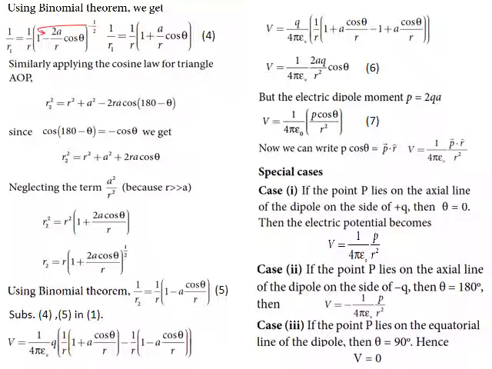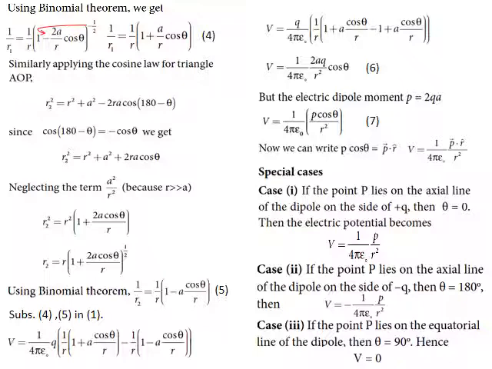So 1 by R1 is equal to 1 by R, 1 minus, within a bracket, minus 1 by 2 into 2A by R into cos theta. So minus gets plus, then 2 gets cancelled. Therefore the equation becomes 1 by R1 is equal to 1 by R, 1 plus A by R cos theta. Let us consider this as equation number 4.